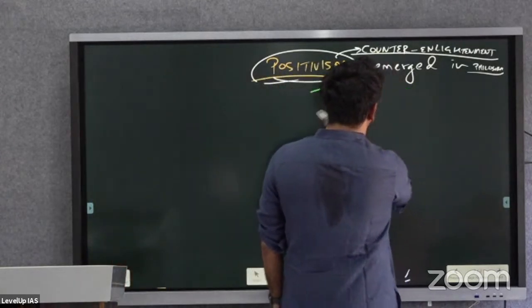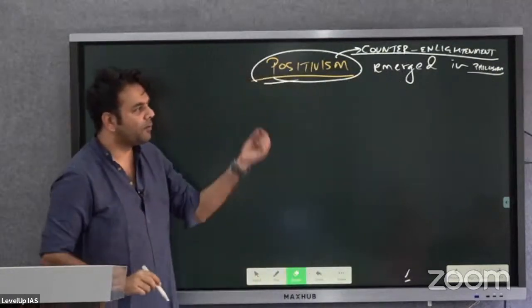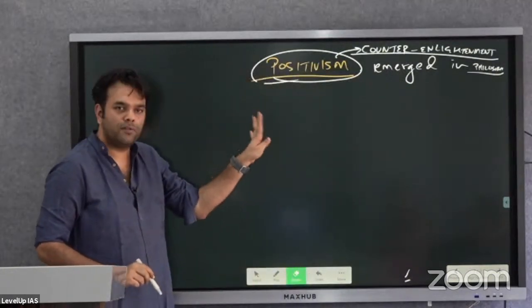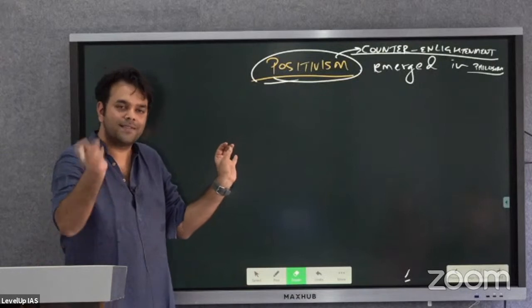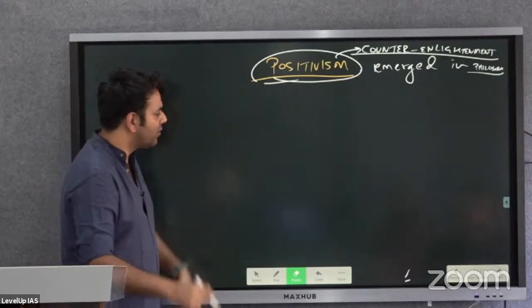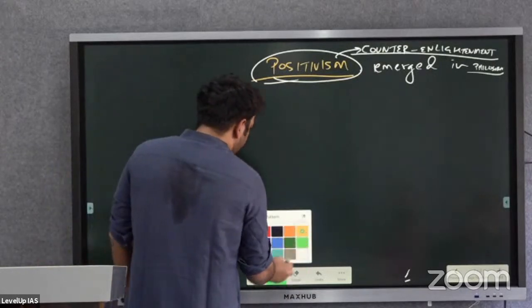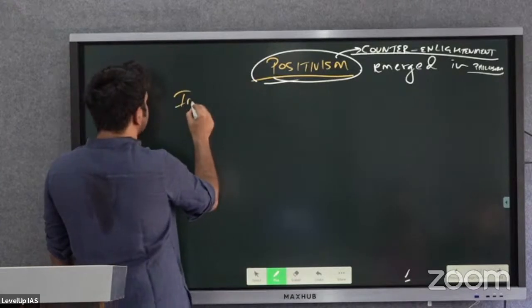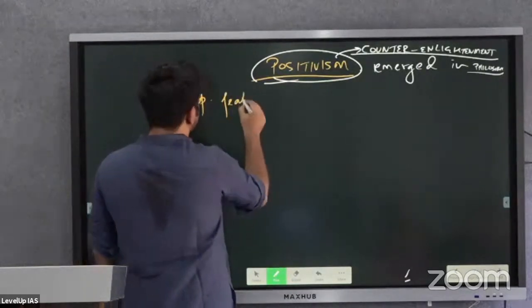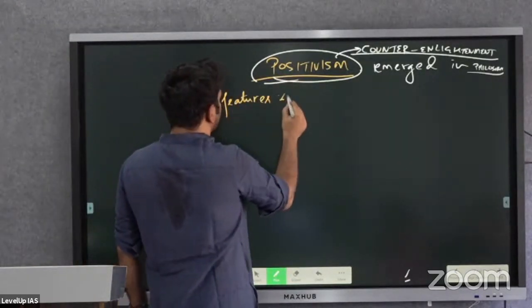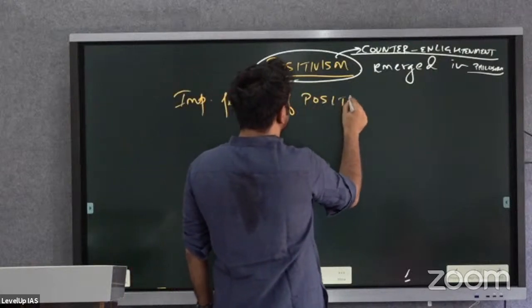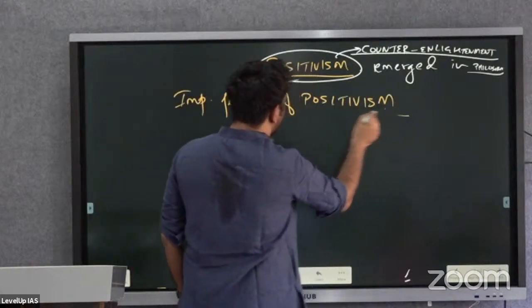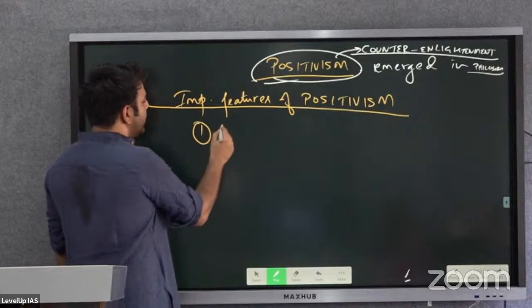Overall, at the end of the day, now I am going to tell you 4 features of positivism that you must write when you confront a question on positivism. Now, important features of positivism. First, unity of method.